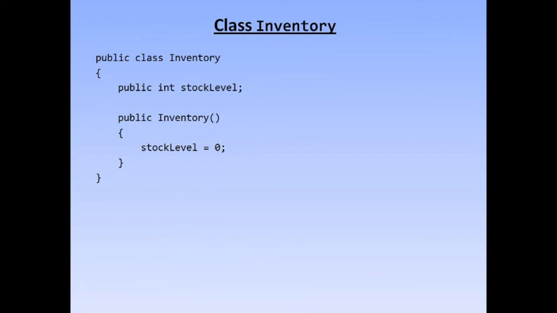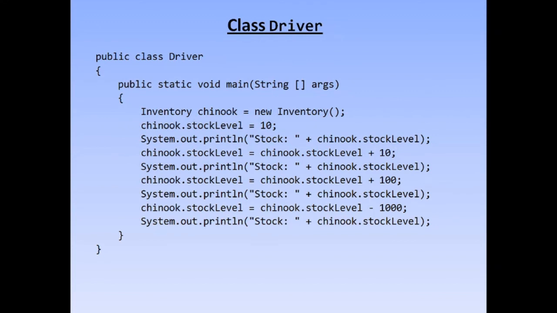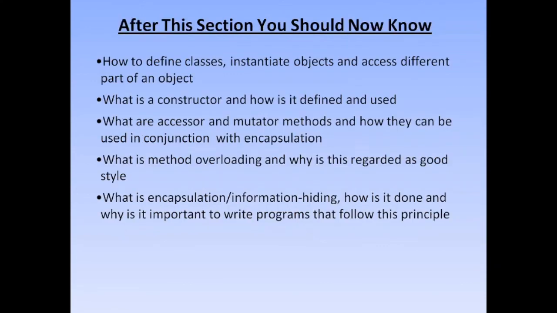Now what is an inventory class? Just an example: public int stockLevel, and this inventory has the attribute stockLevel equal to 0. Then we have our driver class that has the main method, and in that case an inventory class object, Chinook, is instantiated and its stock level is set to 10. Then we print the value, and we are again and again using the stockLevel variable, setting the value and printing it.